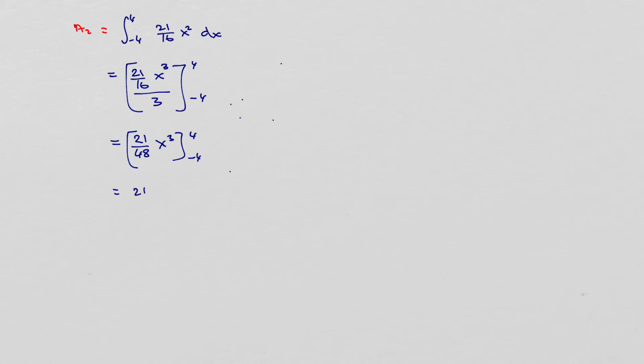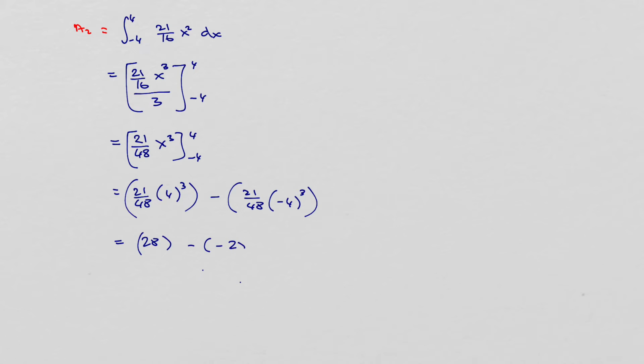So now I'll sub in my 4. So that's going to be 4 cubed minus 21 over 48 times minus 4 cubed. So again, very carefully putting all of that into your calculator. And that will give us 28 minus minus 28, which is 56 square units.